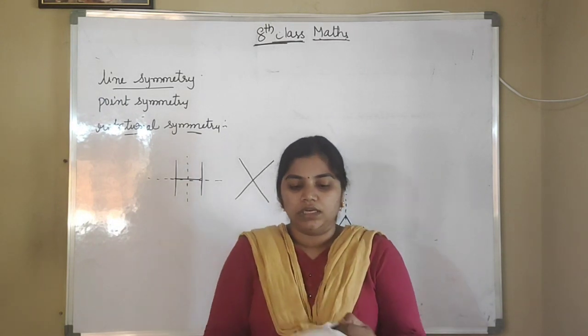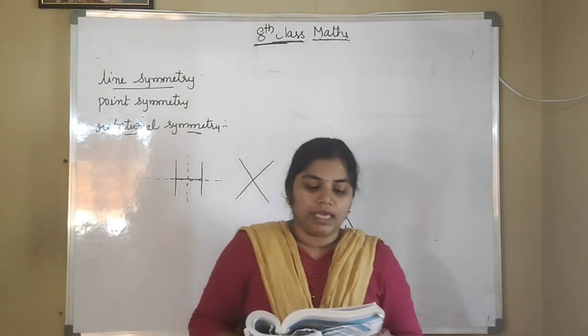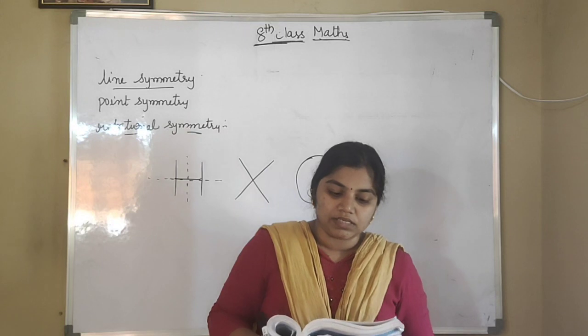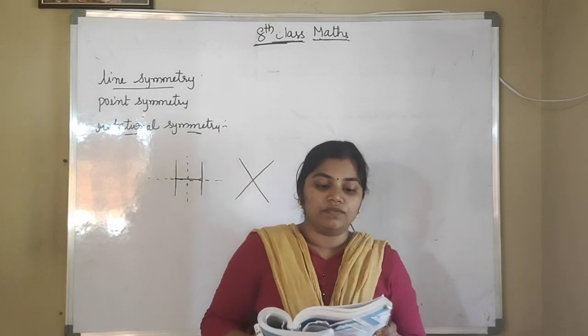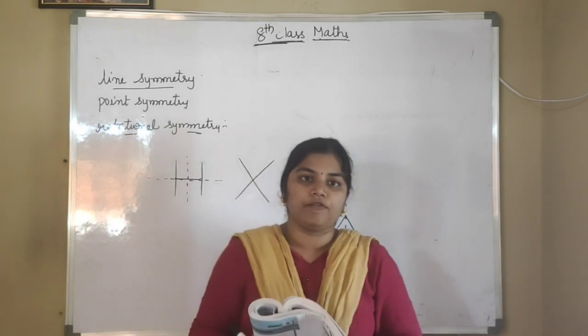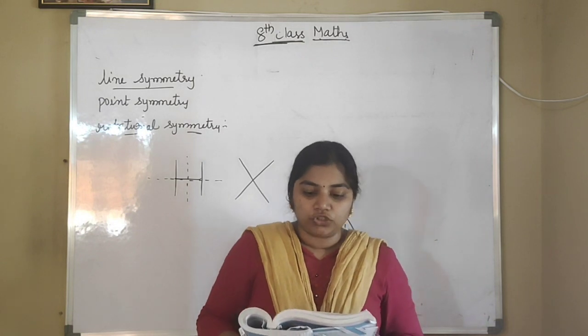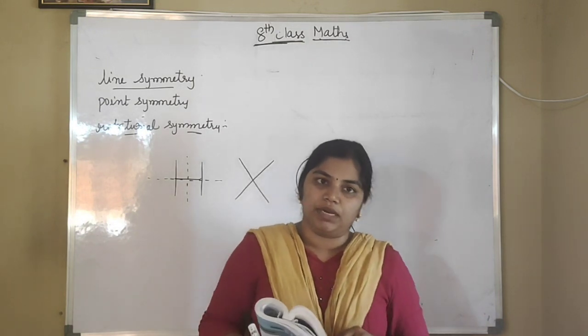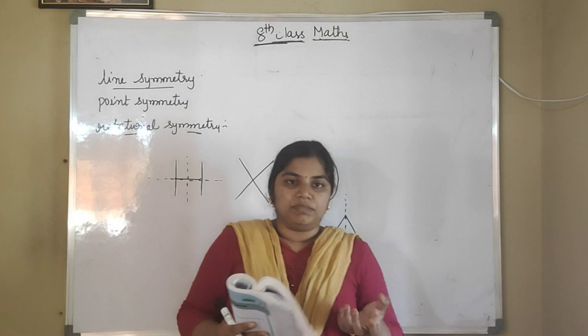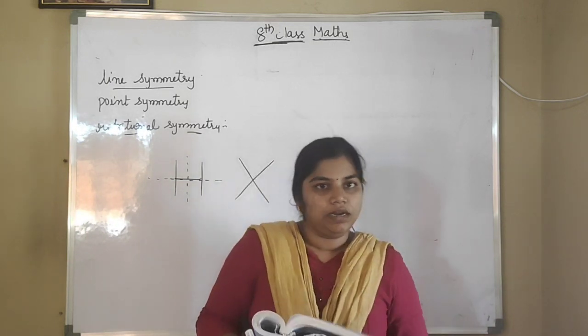Next is the third one: name some natural objects with faces which have at least one line of symmetry. Natural figures you have to pick out, and they should have at least one line of symmetry. Some means you can write 4 or 5 names there.